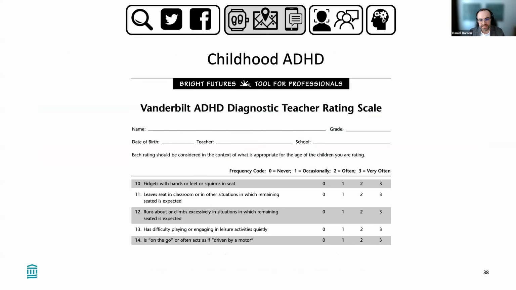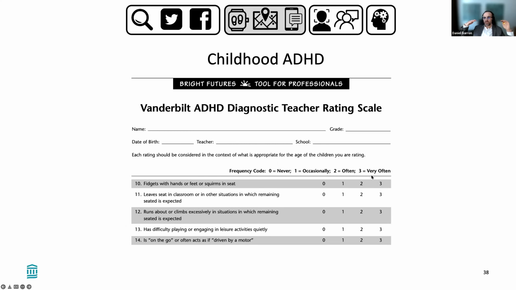And so an example of how these types of digital phenotypes might improve upon clinical scales can be found in the way we evaluate ADHD today. Say you had a child who was hyperactive in school, and you went to a neurologist or psychiatrist. They would give you the scale to then give to your kid's teacher. And then your kid's teacher would evaluate how often Timmy, or whoever, runs about or climbs excessively in situations in which remaining seated is expected. They do it never, occasionally, often, or very often.